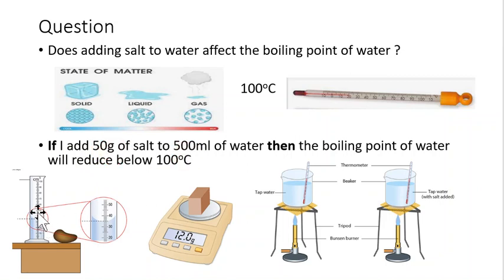So you're going to have to use instruments like these two guys here. You're going to be using a graduated cylinder. This is what's known as a graduated cylinder, and it basically has graduations on it, which allow you to accurately measure out a volume of water. And you're also going to have to measure out 50 grams of salt. So again, you're going to use a balance.